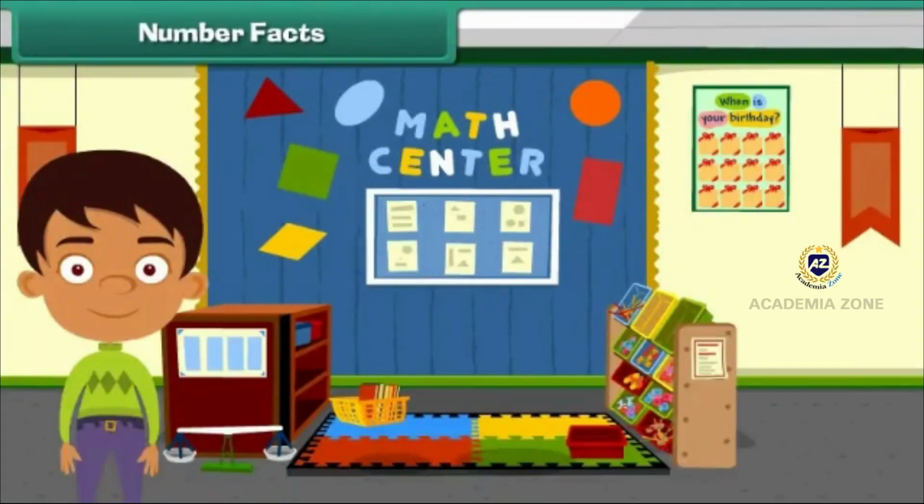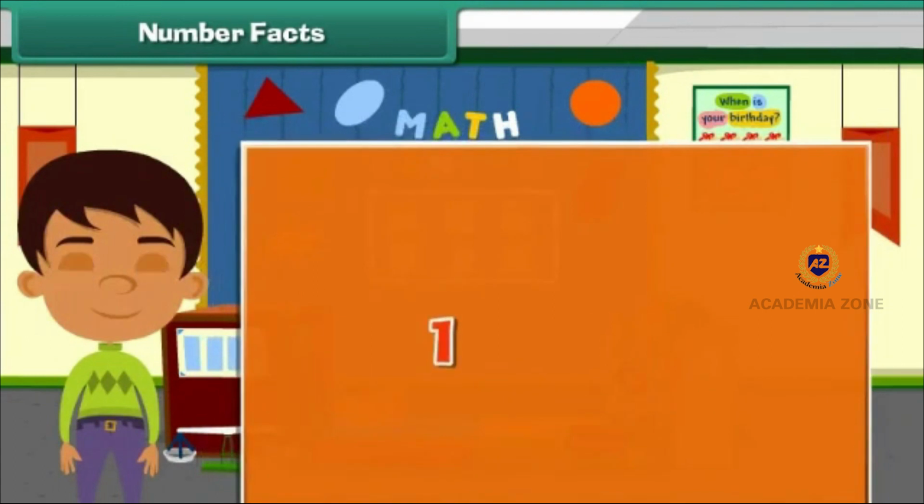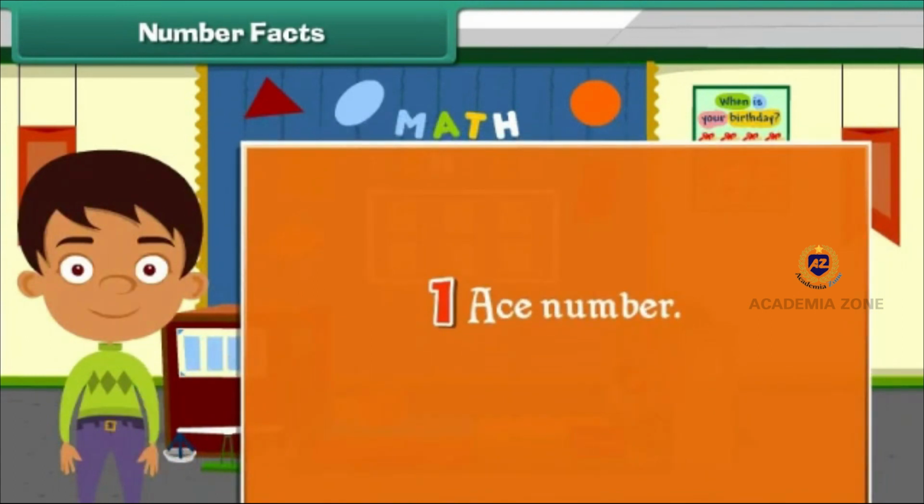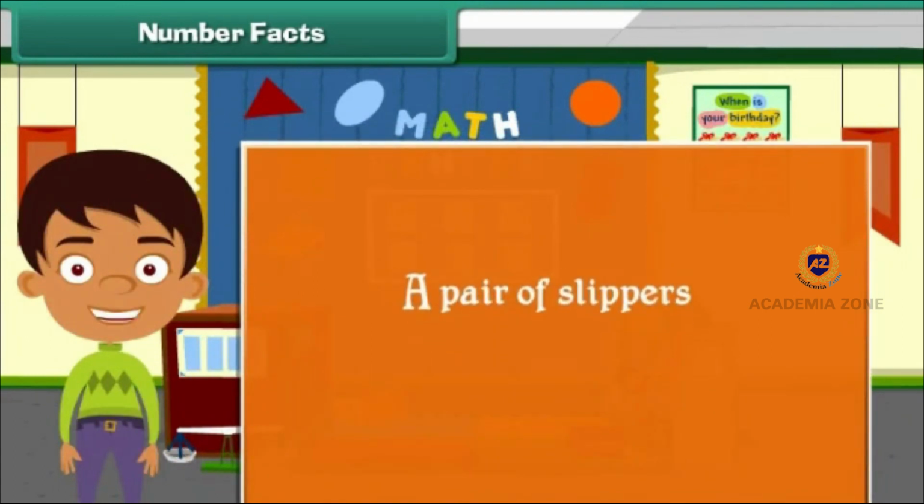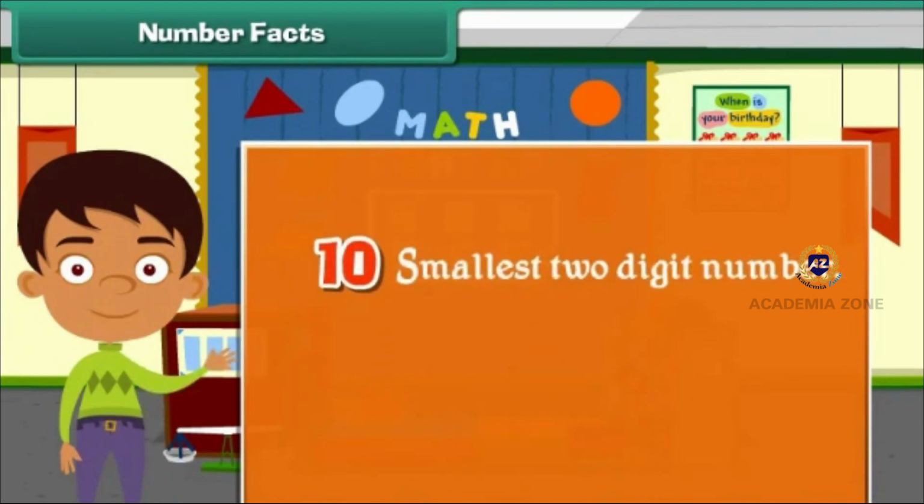Number facts. Each number has an interesting fact associated with it. Let us know more about them. Number 1 is known as the ace number. A pair is a group of two objects. 10 is the smallest two-digit number.